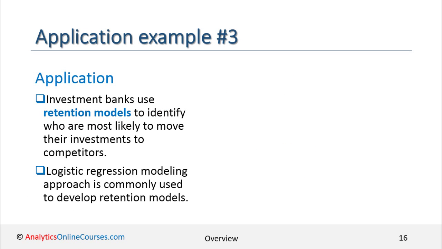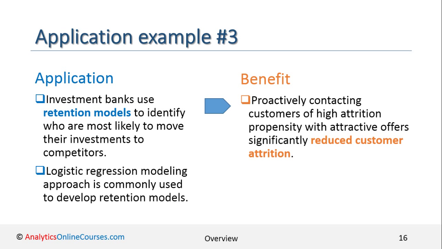Another example in investment banks. Investment banks use retention models to identify who are most likely to move their investment to competitors. Logistic regression approach is commonly used to develop retention models. Companies using retention models can significantly reduce their customer attrition. They can proactively contact customers with high attrition propensity and offer them attractive deals or services to reduce customer attrition and improve customer loyalty.